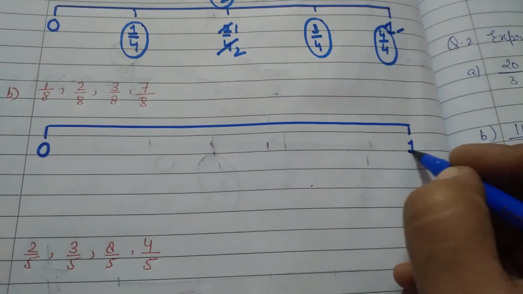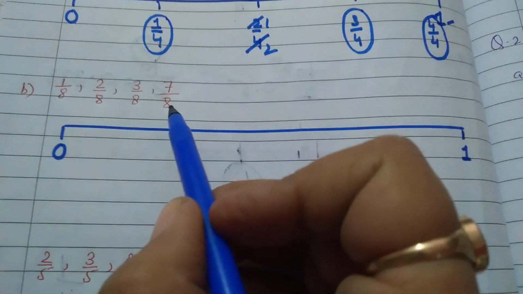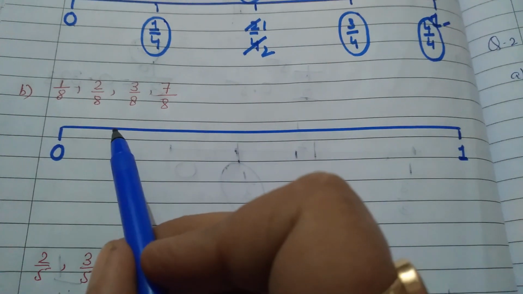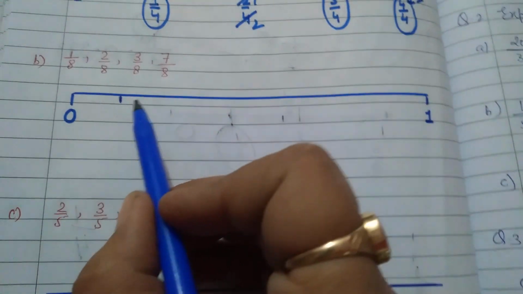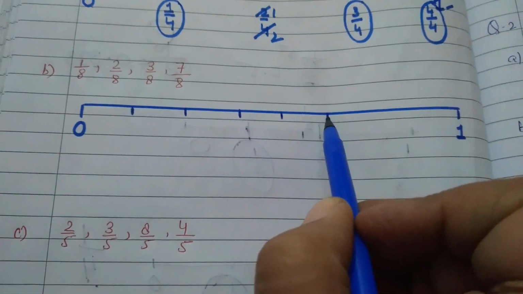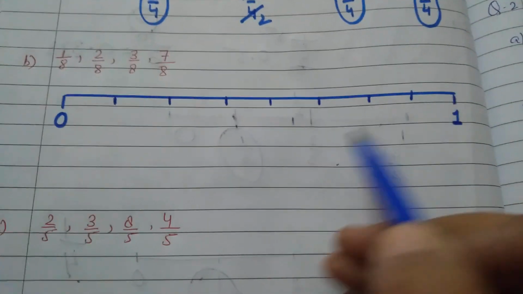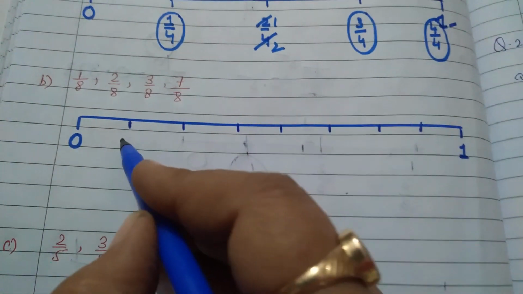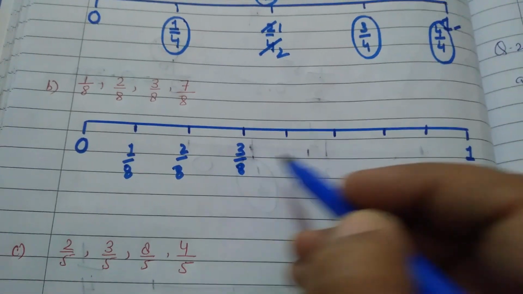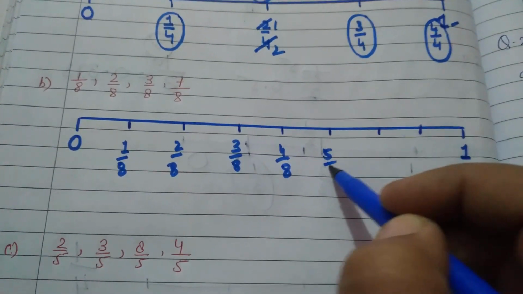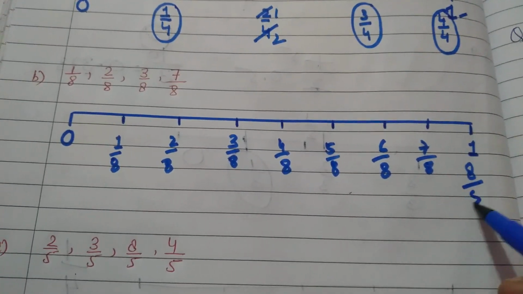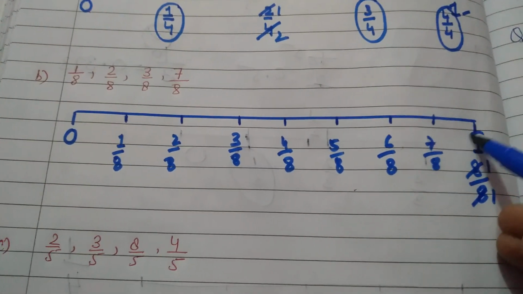So here I am making one number line, and do you know into how many sections I'll divide this line? 8, because the denominator is 8, so I'll be making 8 sections of this line. 1 2 3 4 5 6 7 and 8. Okay, 8 sections I have made. Here you will write 1 by 8, 2 by 8, 3 by 8, 4 by 8, 5 by 8, 6 by 8, 7 by 8 and 8 by 8. 8 ones are 8, so it will become 1.